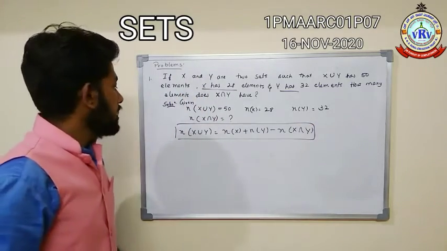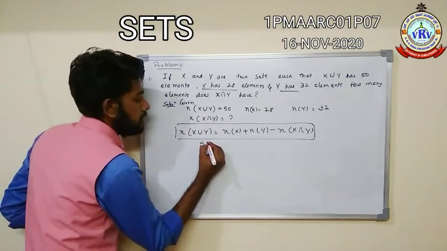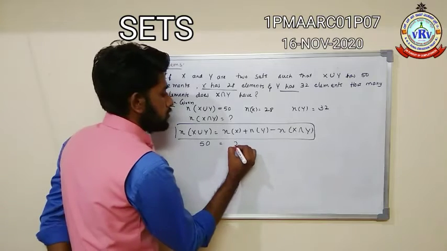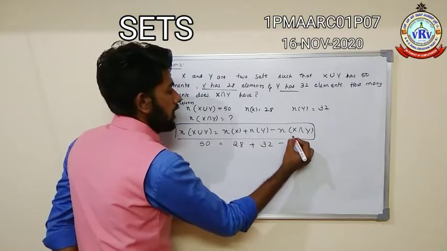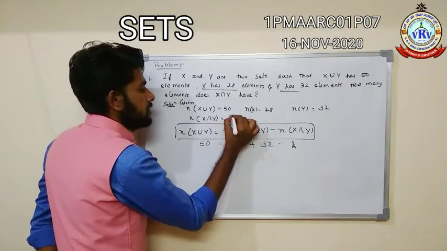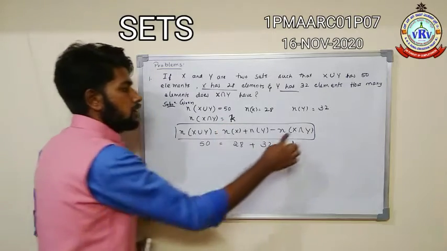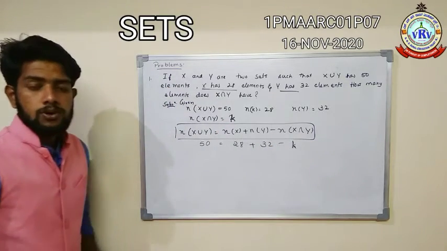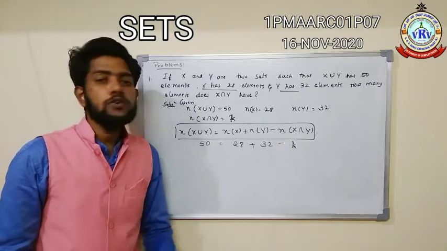Here we have n of x union y, right? N of x union y, the number is 50, n of x is 28 plus n of y is 32. So I can take n of x intersection y as k. Now I am considering the value or the number as k. Now we have to find the value of k.